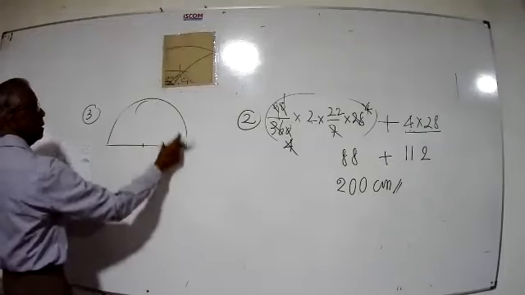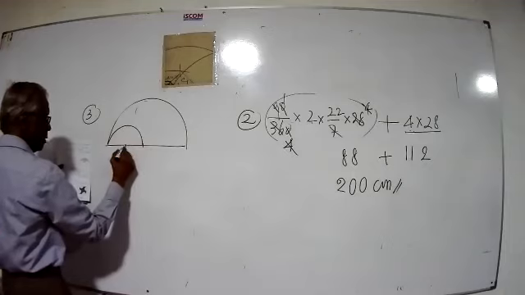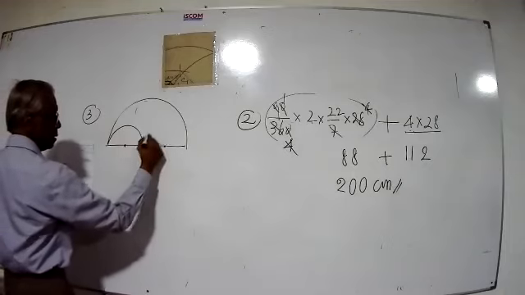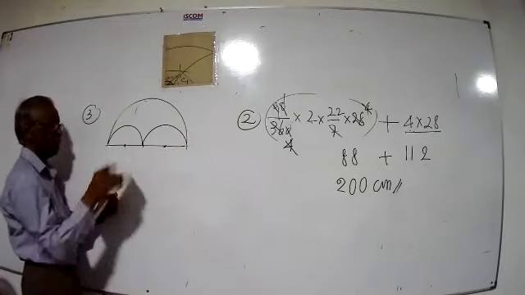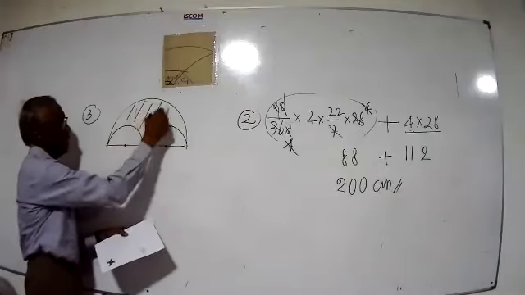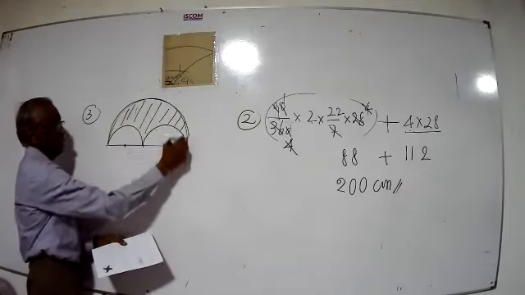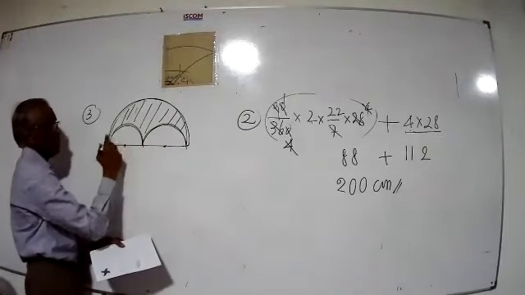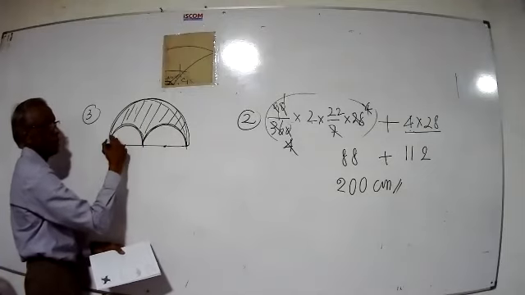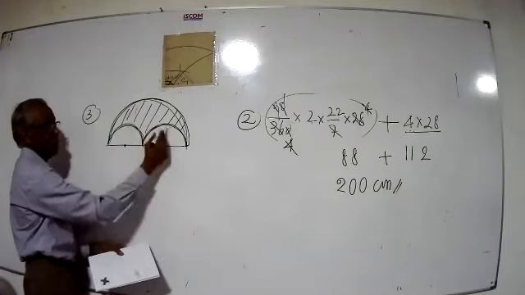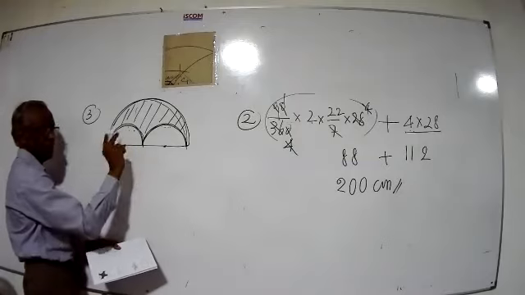This is a semicircle and they have drawn another 2 semicircles using these points as the centers. For the perimeter, it is this arc plus these two arcs. The two small semicircles make one circle.